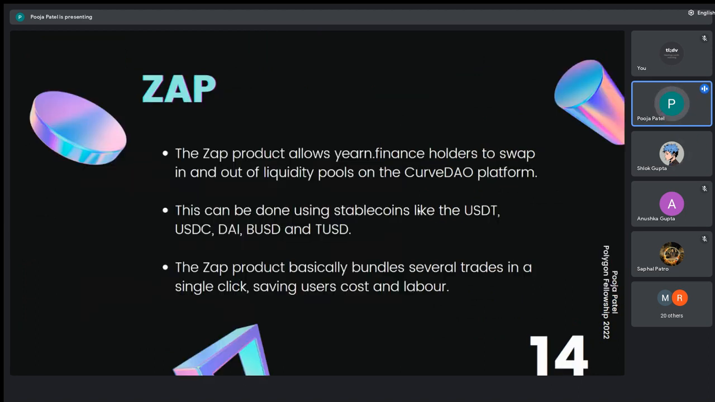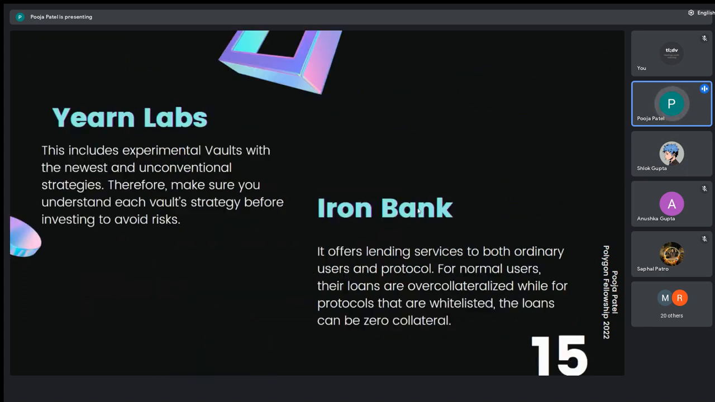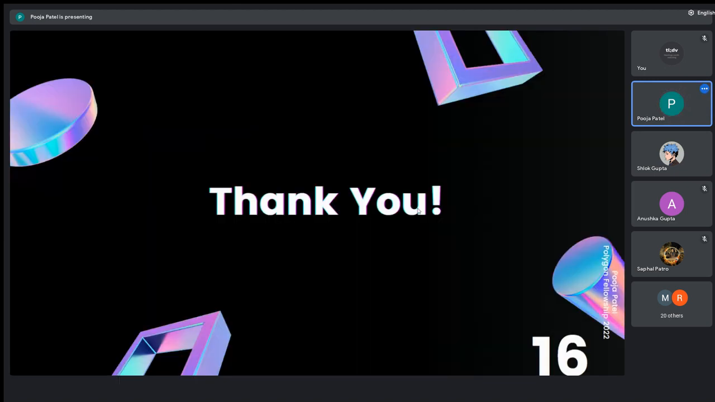And Zap is another product in Yearn Finance. It basically bundles several trades in a single click, saving users a lot of cost and labor. And Yearn Labs and Iron Bank are other products of the Yearn.finance protocol. That's it. This is the end of my presentation.